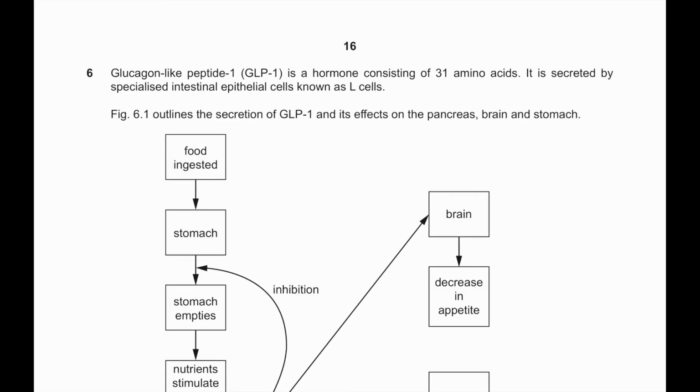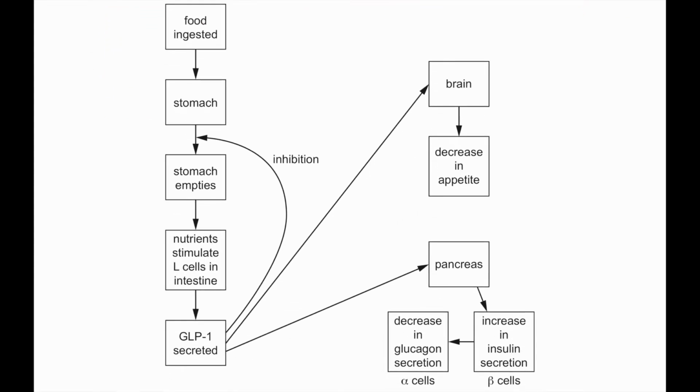Question number 6. Glucagon-like peptide 1, GLP-1, is a hormone consisting of 31 amino acids. It is secreted by specialized intestinal epithelial cells known as L cells. Figure 6.1 outlines the secretion of GLP-1 and its effects on the pancreas, brain, and stomach. So we can see GLP-1, which is secreted, goes to the pancreas. In the pancreas, it increases insulin secretion from beta cells and decreases glucagon secretion from alpha cells.